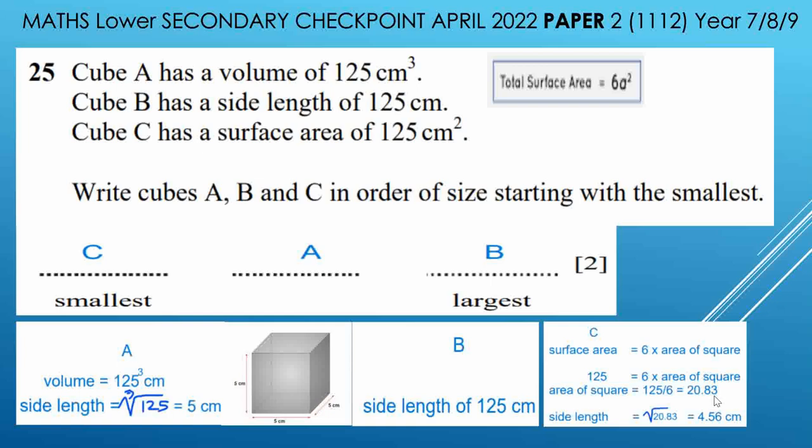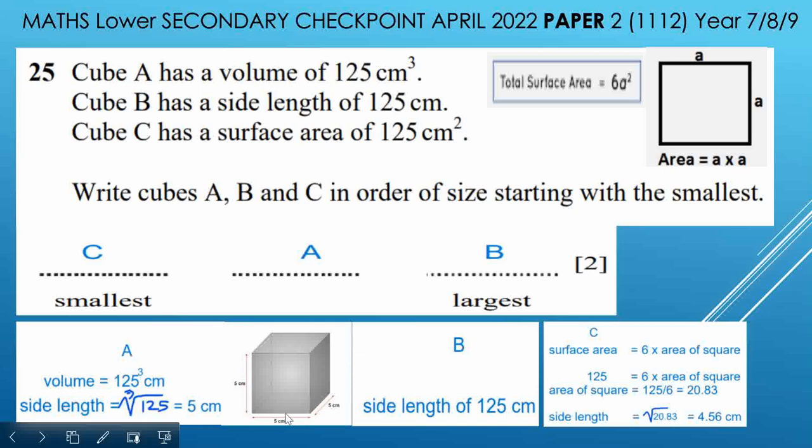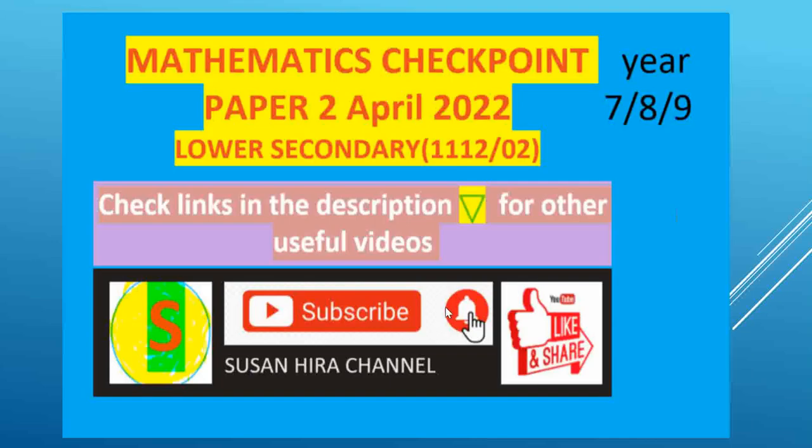To get the side length, since area is a times a, we take the square root of 20.83. We have 4.56, so this is smaller than 5. It means C is the smallest cube, followed by A, which has 5 cm, and followed by B, which is 125.